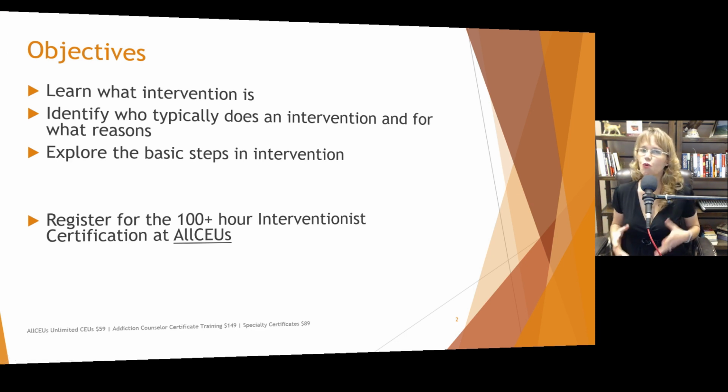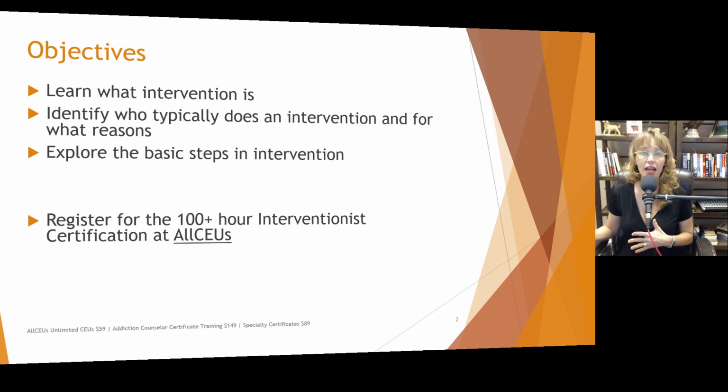In this presentation, we're obviously not going to learn everything there is to know about interventions. My goal is to help you understand what it is, so when you hear about it happening, you know what's going on and you can formulate some ideas. We want to identify who typically does an intervention and for what reasons, and explore the basic steps of an intervention. Now, we do have a class at AllCEUs.